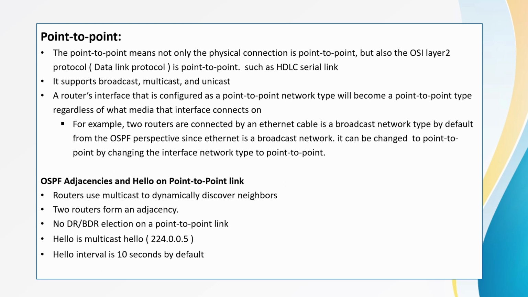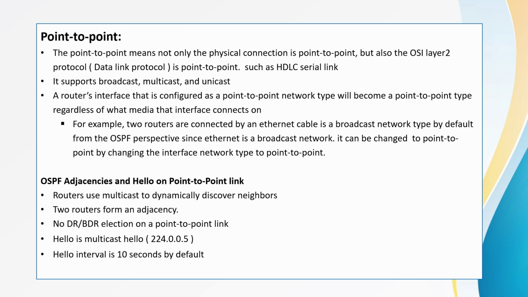For example, two routers are connected by an Ethernet cable. It is a broadcast network type by default from the OSPF perspective. Since Ethernet is a broadcast network, it can be changed to point-to-point by changing the interface network type to point-to-point. So why is it changed to point-to-point? Since point-to-point can form the adjacency much quicker than broadcast.